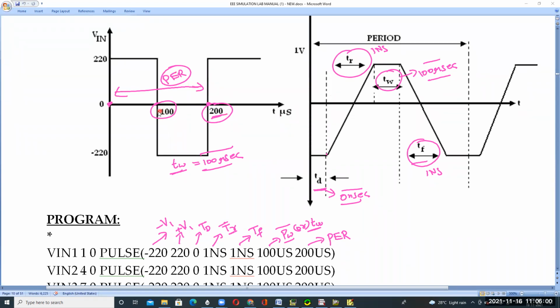If the square wave is designed like this with 100 microseconds and 200 microseconds, the delay time, rise time and fall time are very small compared to the pulse width and pulse repetition: 1 nanosecond compared to microseconds. That's why they do not show up in the waveform. Rise time and fall time are useful for generation of triangular waveform or sawtooth waveform.